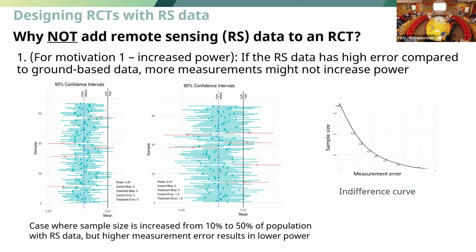So these are tools that economists might use. And then we also have this indifference curve, same idea basically. If you have a sample size on the ground assuming no error, what kind of sample size would you need from a remote sensing measure that has a degree of error? You can look at the indifference for whatever power level you're willing to accept.